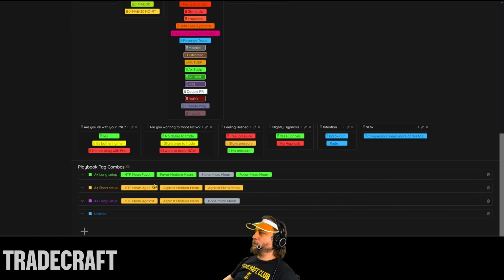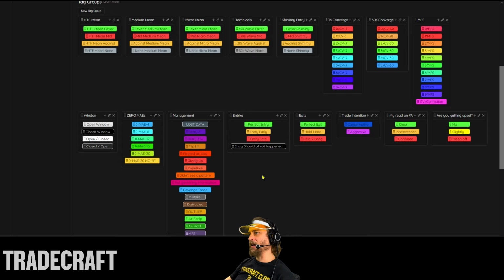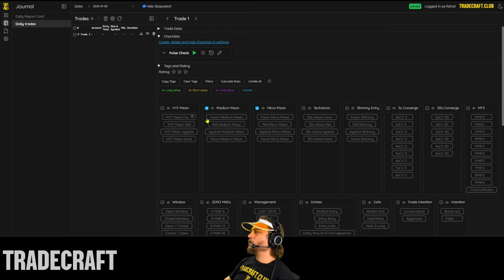Also, if you notice your tags have specific combinations that work really well, because there's going to be specific tags that have high probability, you can create a playbook, and what you do is you put those individual tags in there. So if you're tagging during the session and the setup shows up, it'll say, hey, this is an A+ long. So for example, let's go in here. So if this and this show up, notice this A+ long will show up right here. Look, so it goes A+ long, right?